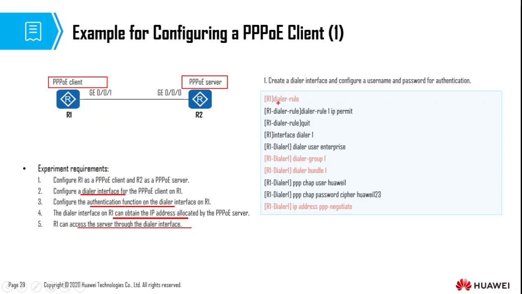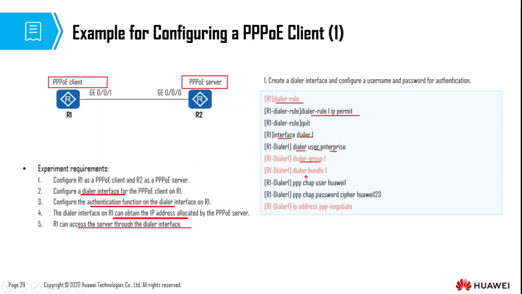You start by creating the dialer rule, as you see here, dialer-rule. Then dialer-rule 1 ip permit, in order to permit this particular dialer rule to work. Then we create a dialer interface. So interface Dialer, then we give it 1. So interface Dialer 1, then dialer user. We create now a dialer user on that particular interface, Dialer 1. Then we call it, for example, enterprise.